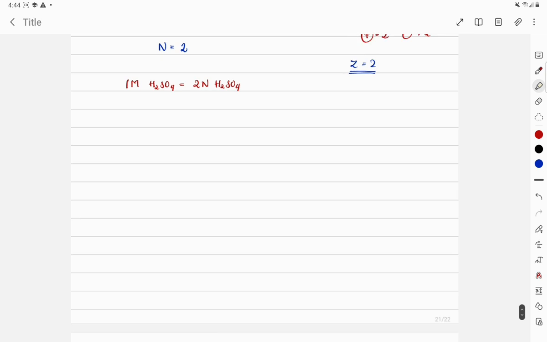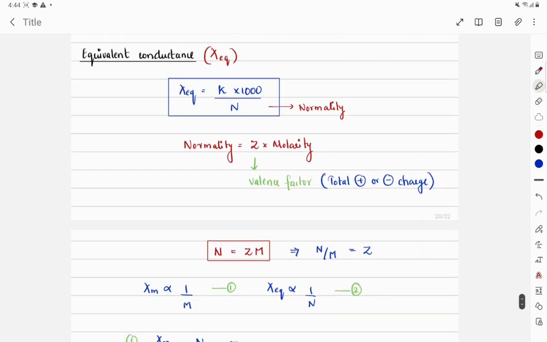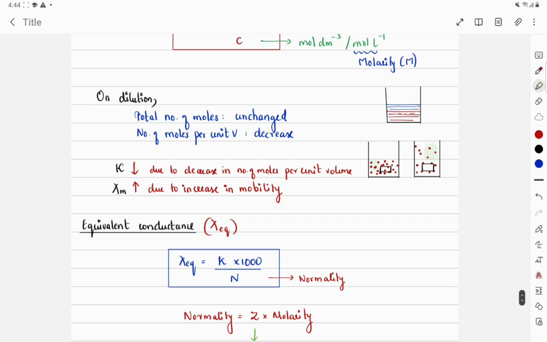In the previous class we talked about how the conductivity and molar conductivity change as we dilute a solution. On dilution we saw that kappa, which is conductivity, decreases due to decrease in number of moles per unit volume. However, molar conductivity increases due to increase in mobility.